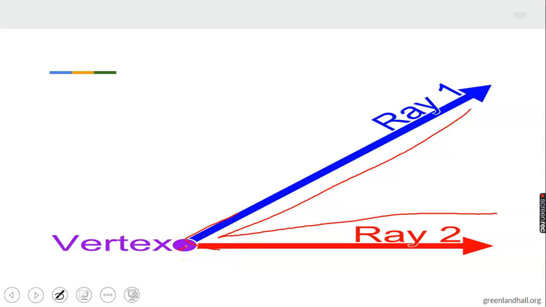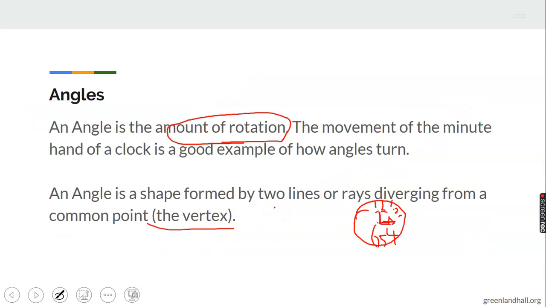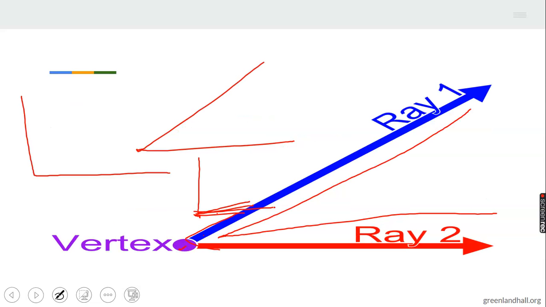Can you see it? 2 lines meeting, or 2 rays meeting at a vertex, you are forming an angle. When 2 lines are meeting at a vertex, you are forming an angle. I hope you understand that. Okay, that's angle for you. So angle is a shape formed by 2 lines or rays diverging from a common point, which is the vertex.